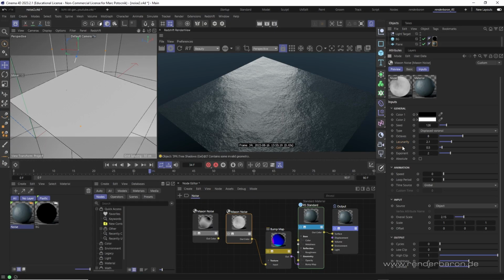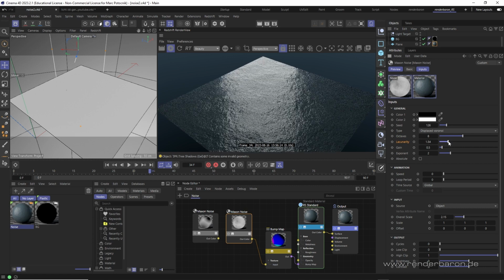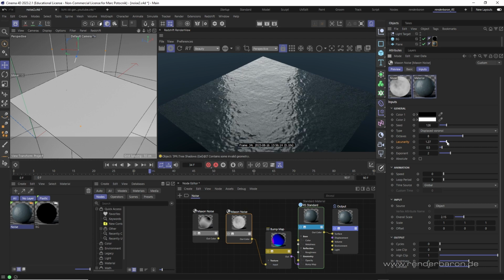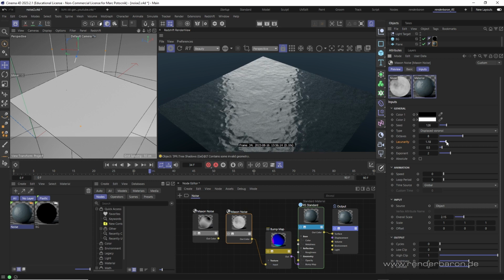Lacunarity and gain are also Redshift specific parameters. Both affect six noise types, for example, displaced Voronoi noise. Please see video description. Lacunarity corresponds to the parameter octaves, that means the calculation passes or the self-similarity of the noise. Lacunarity simply controls the size of the noise structures per octave. So, with a higher number of octaves and lowered lacunarity, simplified structures can be created, looking more defined than just by lowering the numbers of octaves.